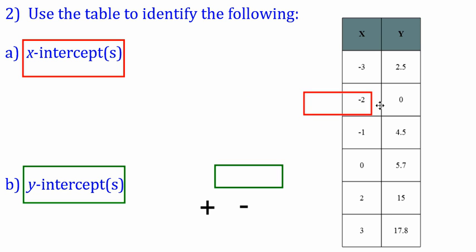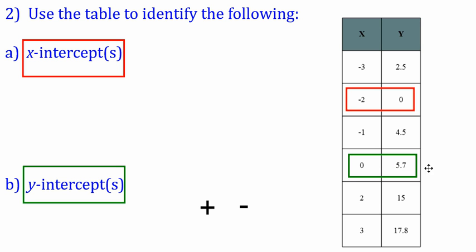So this point, negative 2, 0, represents an x-intercept. Our y-intercepts have inputs of 0 because it's crossing the y-axis. And look at my input column. See where the input of 0 is, if I have one, and I have my y-intercept, right? So here, my x-intercept is at negative 2, 0. My y-intercept is at 0, 5.7.